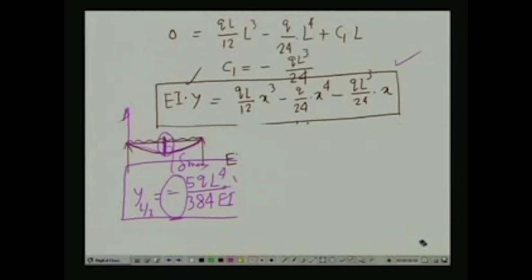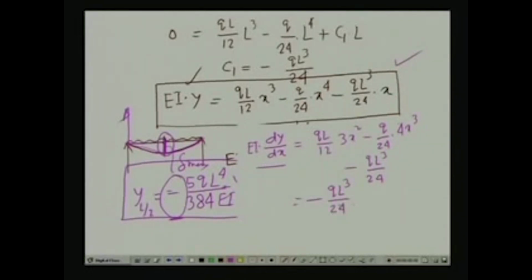So, this is the value of the deflection that we have obtained. Now, if we compute the value of dy dx, this is of course E I dy dx, we are taking the derivative of that. So, this is q L by 12 times 3 x square minus q by 24 times 4 x cube minus q L cube by 24, because the x goes off. So, this is the value of E I dy dx, and dy dx at x equals 0, since these are a function of x, this goes off. So, we have minus q L cube by 24.